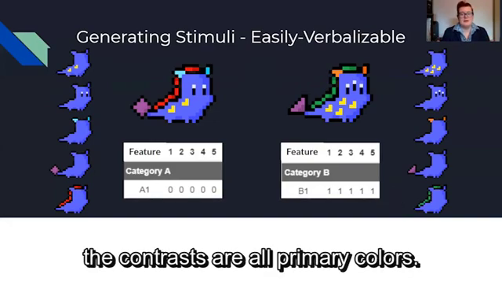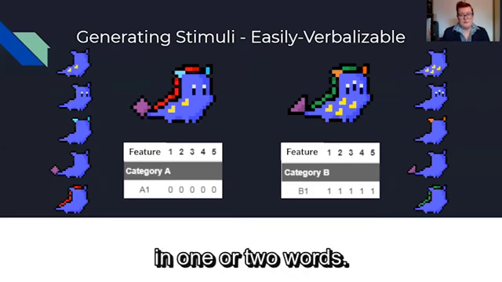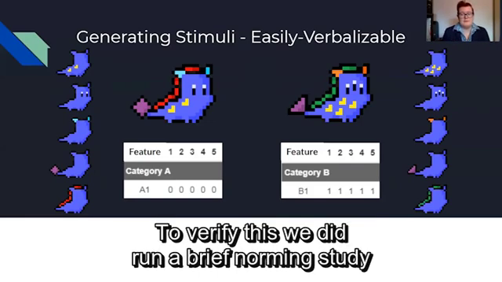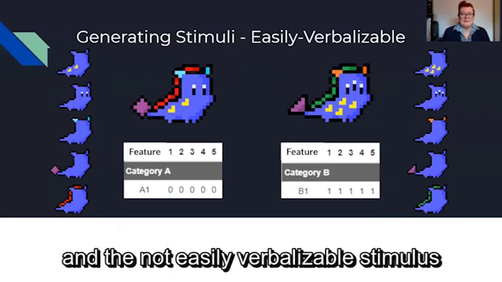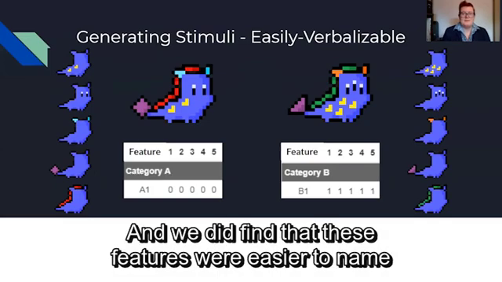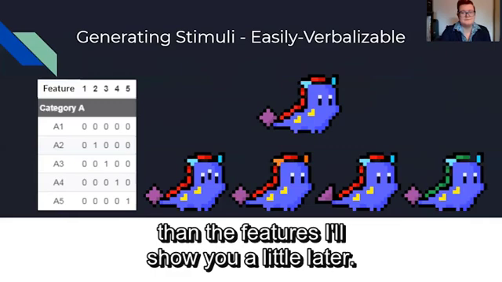So as you can see here, the contrasts are all primary colors. There's numbers of things. It's all very easy to describe in 1 or 2 words. To verify this, we did run a brief norming study where we asked subjects to name the features, both of this and the not easily verbalizable stimulus that I'll show you later. And we did find that these features were easier to name than the features I'll show you a little later.